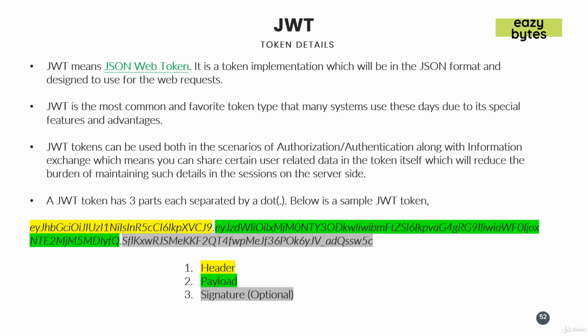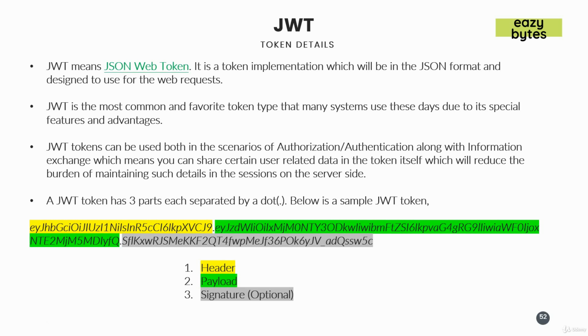So basically, a JWT token has three parts which are separated by dots. You can see below is the sample JWT token that got generated, and the very first yellow highlighted part is the header part. And right now this is all base64 encoded value. After the first dot we have the payload or body part of the token where we store all the user related information or any other information that we want to store for ourselves.